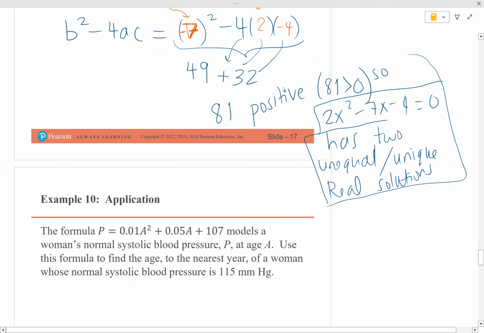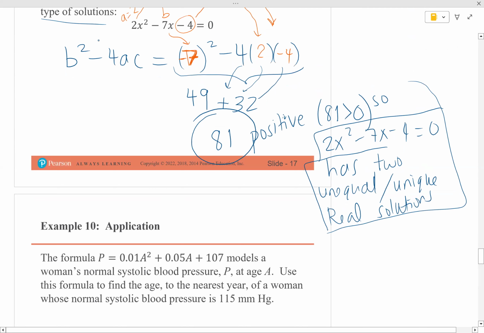And if that number was negative, I would have said there are two unequal imaginary solutions. If that number was 0, then I would say there are two equal or repeated real solutions.